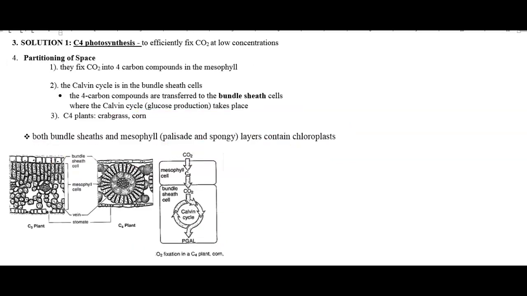Solution. C4 photosynthesis to efficiently fix carbon dioxide at low concentrations. And this is the partitioning of space. So right here, carbon dioxide goes to the mesophyll. Then carbon dioxide goes into the Calvin cycle, which is in the bundle sheath. So one more time, carbon dioxide goes into the mesophyll, and carbon dioxide fixation takes place here.